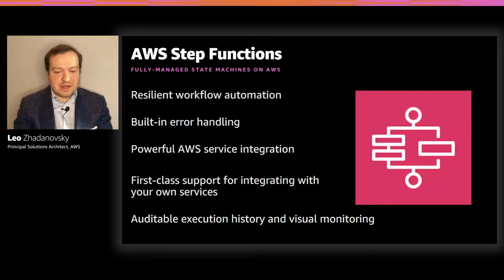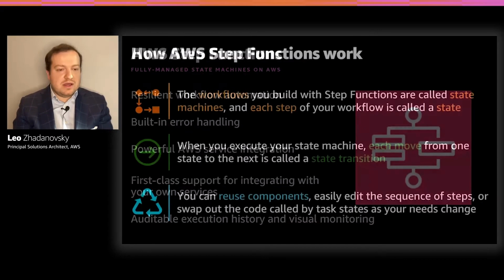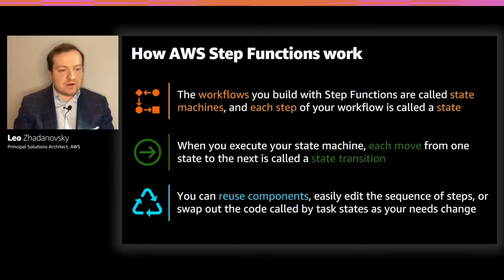So let's talk more about how step functions work. Each workflow in Step Functions you build is represented as a state machine. And each step in your workflow is called a state. When the step function executes, it moves from one state to another state, and that's called a transition. A cool thing about Step Functions is that by splitting up your workflow into discrete steps, you can reuse those steps among multiple state machines, and even easily view and edit the sequence of the steps as your needs change.